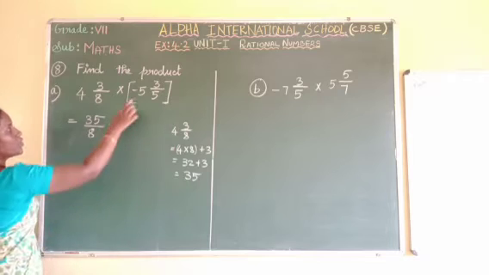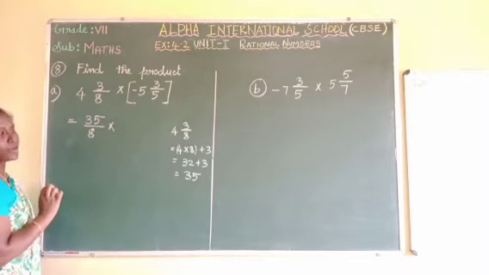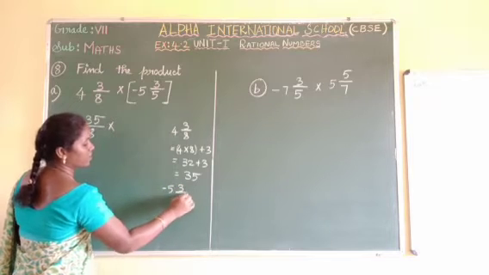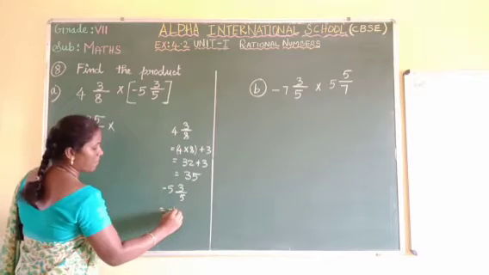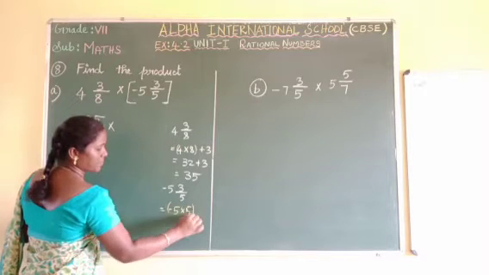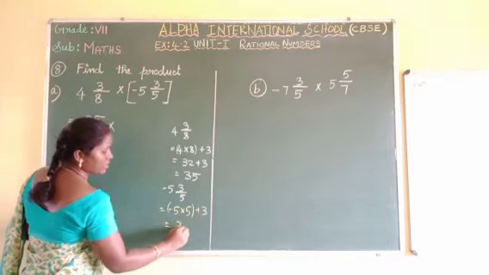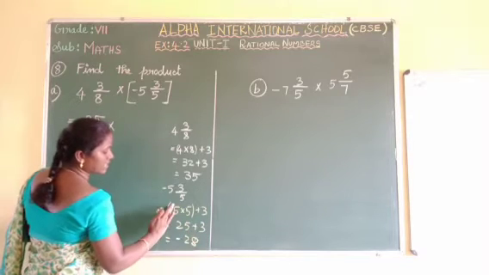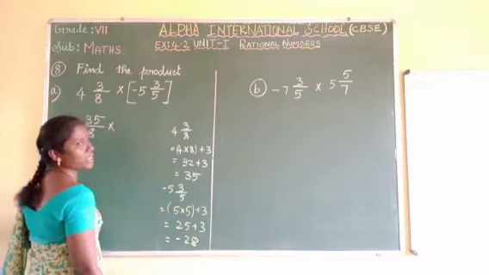Try for the second number. What is the value? 5 5s are 25, so minus 5 into 5 and plus 3 by 5. So 5 5s are 25, plus 3, which is equal to minus 28. Take the sign here directly as minus 28.